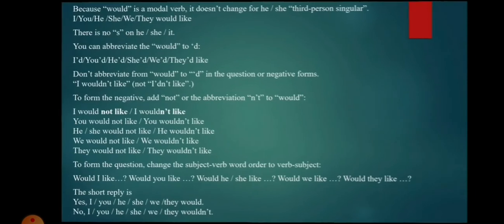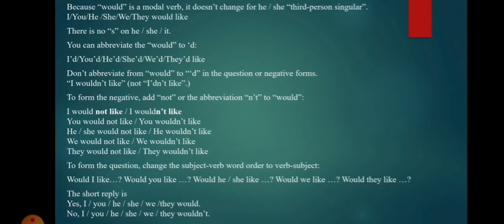Then we go to the next. Because would is a modal verb, it doesn't change for he or she, the third person singular. So with the subjects I, you, he, she, we, they, it is the same: would like, not added by s or es. There is no s or es after the subject. Then you can abbreviate the would to apostrophe d. So I'd, you'd, he'd, she'd, we'd, they'd like.